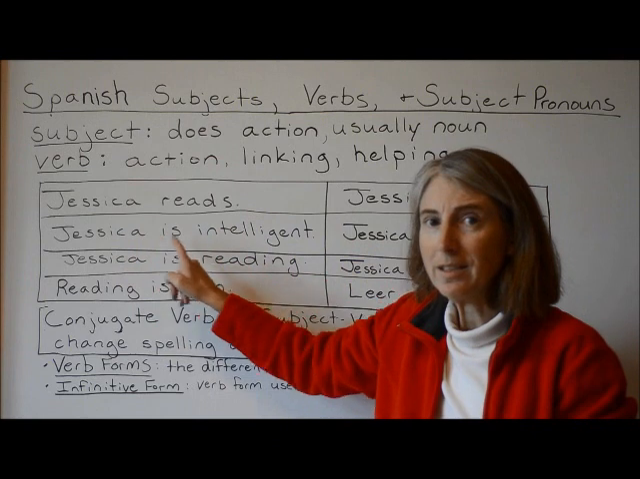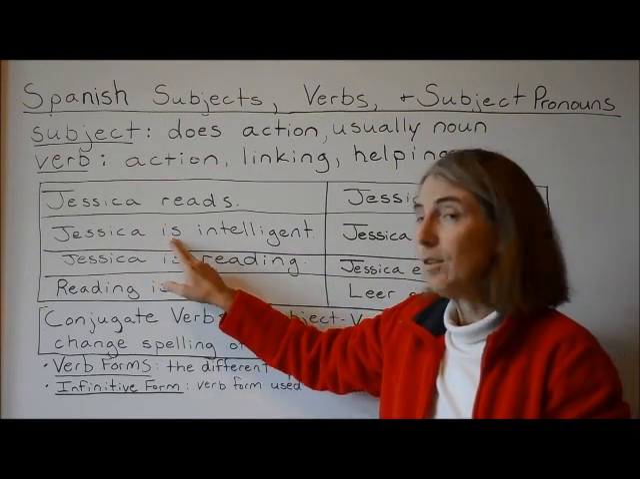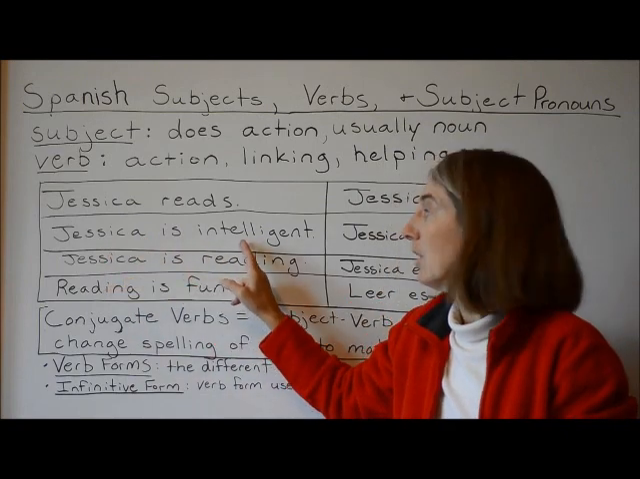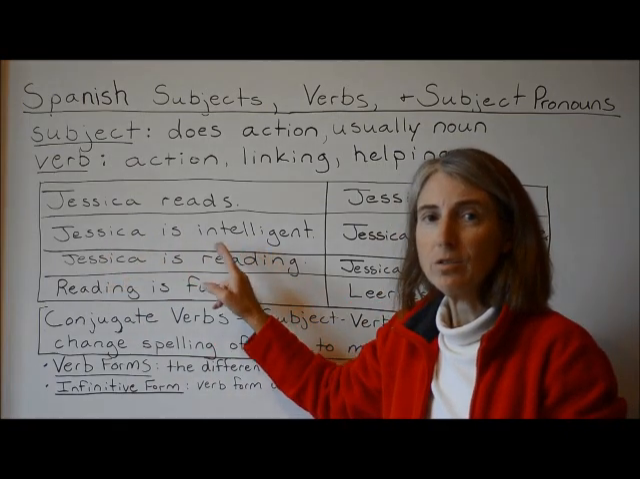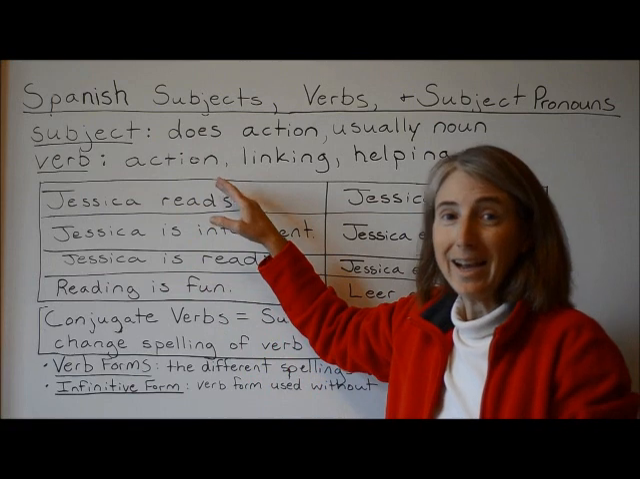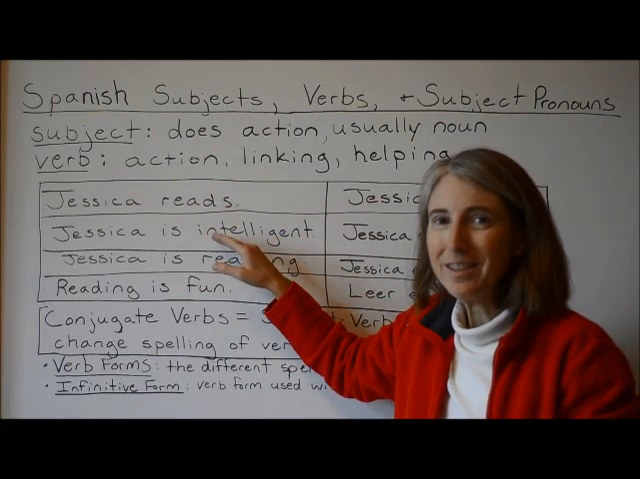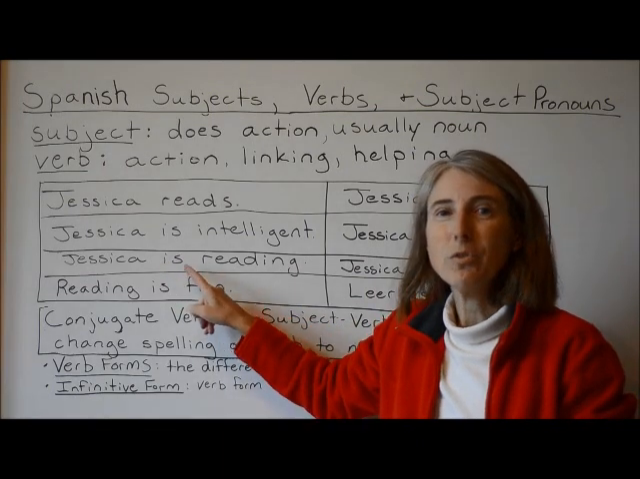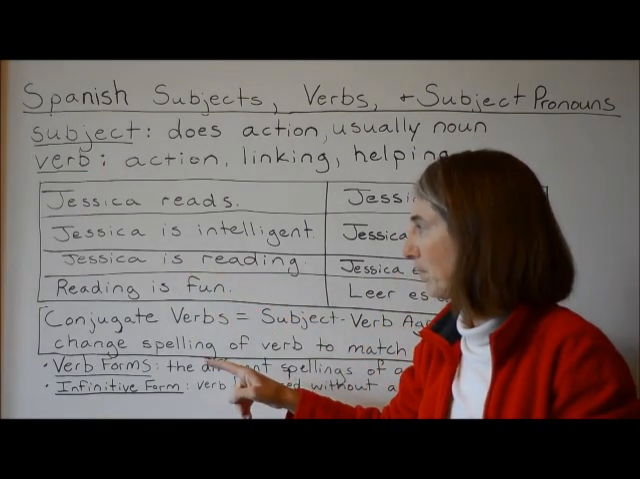In this sentence, Jessica is intelligent. The word is actually linking Jessica to the other part of the sentence, intelligent. So that's called a linking verb. So we have action verbs, linking verbs, and helping verbs. A helping verb always appears with another verb.